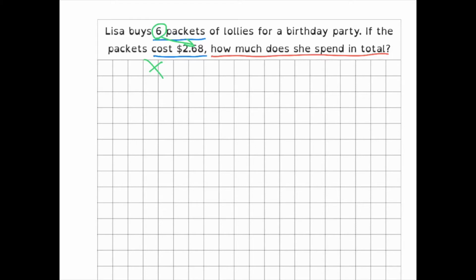So I'm going to try my strategy now. I've got $2.68, which is how much each packet of lollies is, multiplied by how many I have in total, which is 6. And I'm going to do my multiplication now. So 6 times 8 is 48. 6 times 6 is 36, plus 4 is 40. And 6 times 2 is 12, plus 4 is 16.